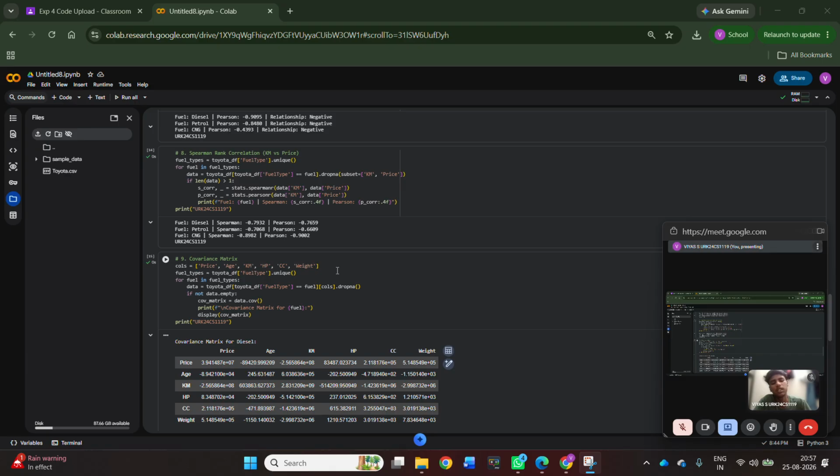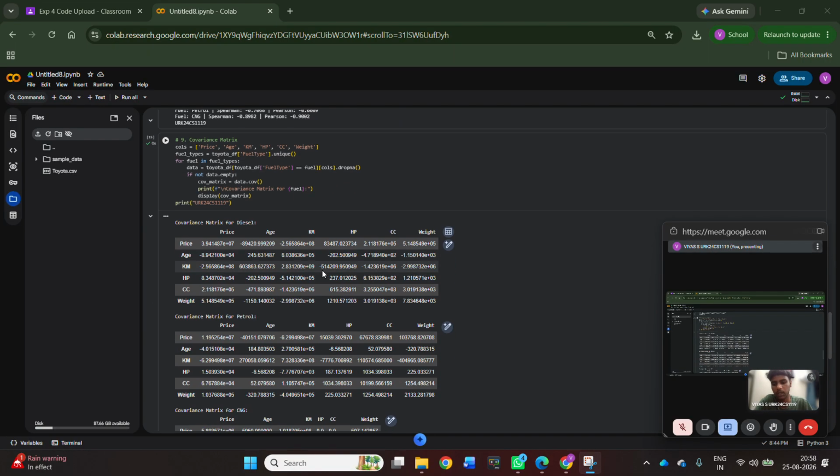And the next one is the ninth one, the covariance matrix. It calculates the covariance between several Toyota car variables. Here, we have used the variables price, age, km, hp, cc, and weight, and covariance measures how two variables change together. Data.cov calculates the covariance matrix, and positive covariance means variables tend to increase together, and negative covariance means one tends to increase when the other decreases. The matrix contains the covariance value for every pair of variables. And here comes the ninth one's output.